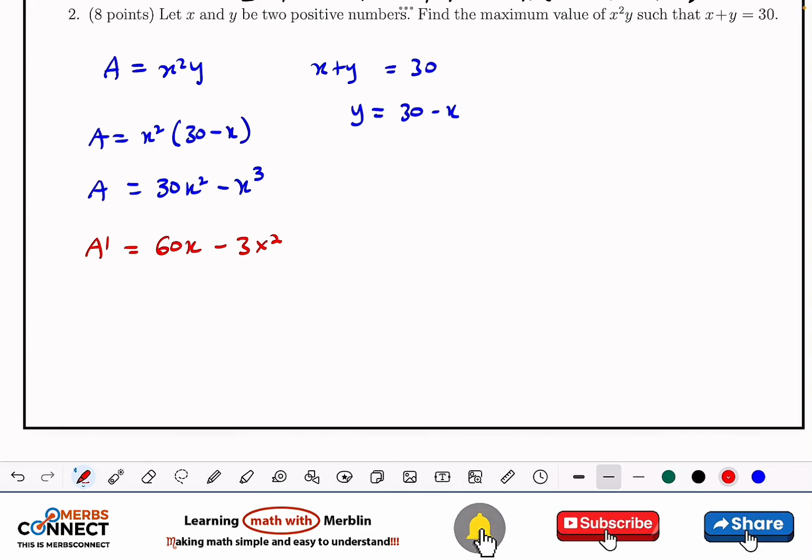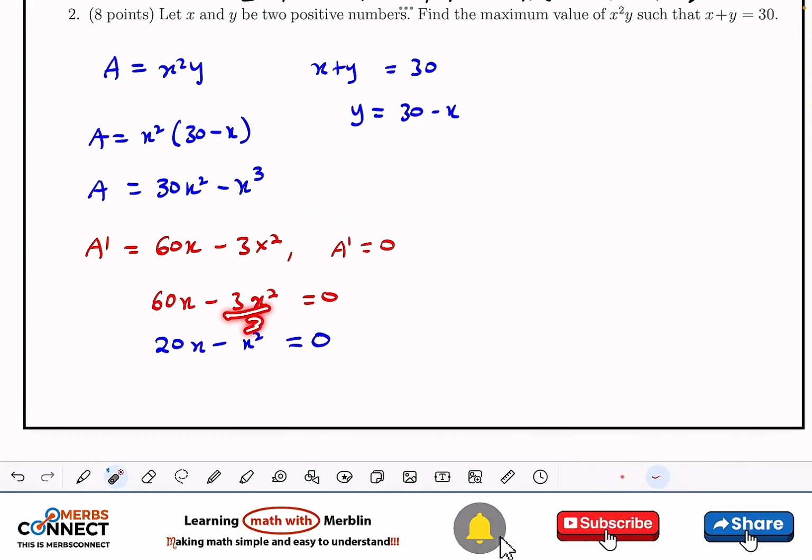Don't forget we are finding the critical values here. So we are looking for y prime to be 0. So I can set 60x minus 3x squared to be 0. Then I can divide through by 3, and I'm going to have 20x minus x squared is equal to 0. So I divide this one by 3, divide this one by 3, divide this one by 3. Right, so this is what I'm going to get.